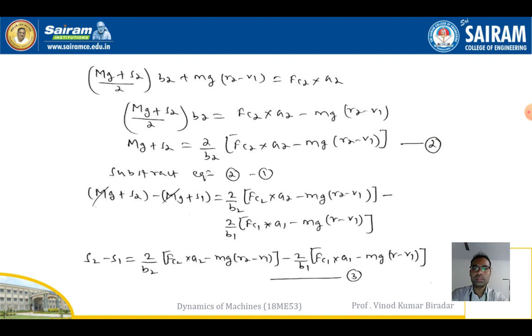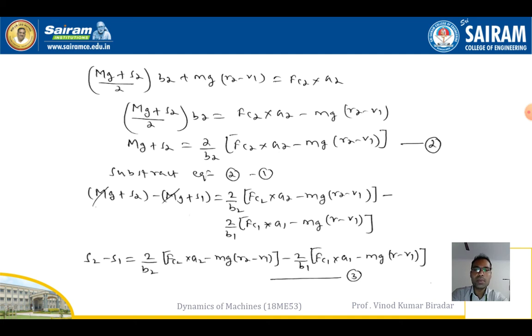Again you re-simplify this: mg plus s2 is equal to, b2 by 2 you are going to send this side, so 2 by b2 [fc2 into a2 minus mg (r2 minus r1)]. Okay, so give equation number 2. Now subtract equation number 2 and equation number 1. So you calculated the mg plus s1 equation and the mg plus s2 equation. Subtract equation 2 minus 1, you are going to get mg plus s2 minus mg plus s1.